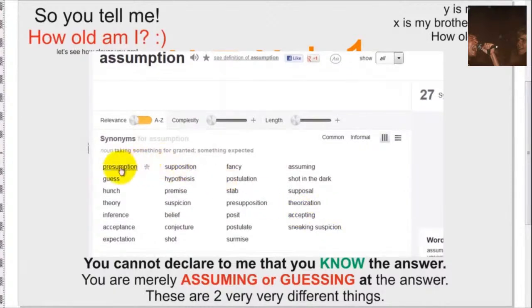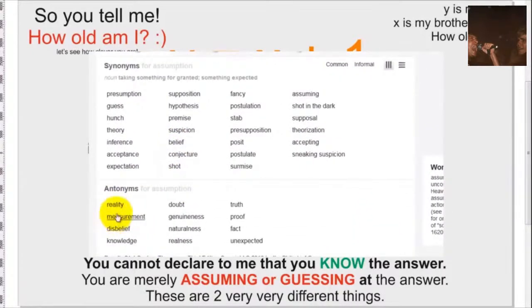It is just a guess, supposing a thing without a proof. It's a supposition, a postulate, an unwarrantable claim. There is only one truth, and your assumption is just a hypothesis, and is insufficient to unravel the truth. You cannot declare to me that you know the answer. You are merely assuming or guessing at the answer. These are two very different things.